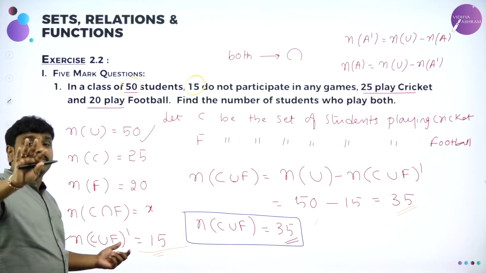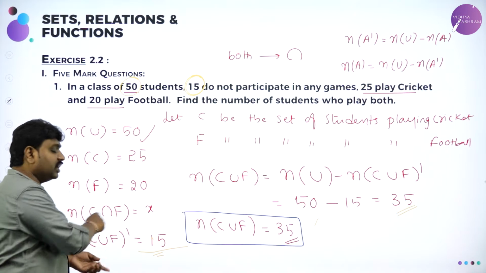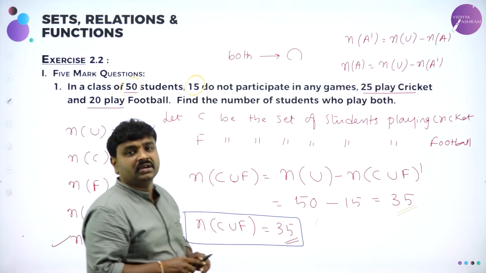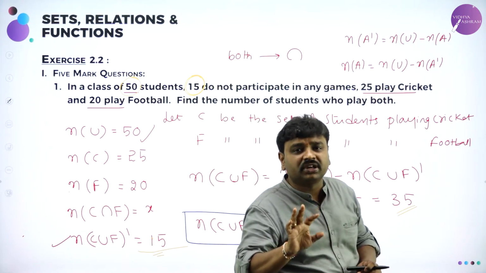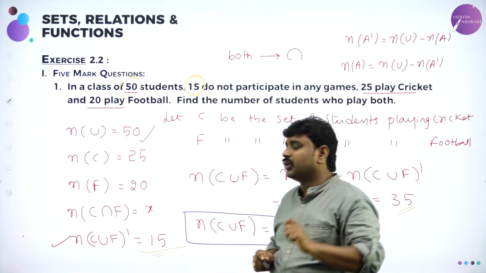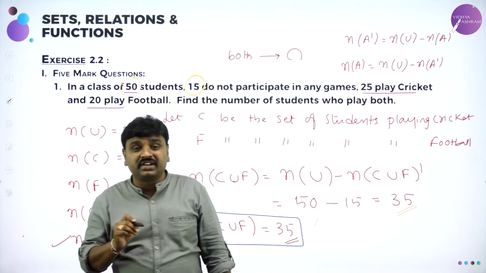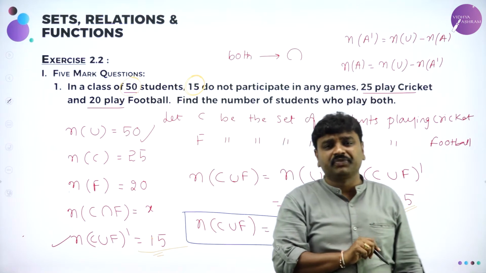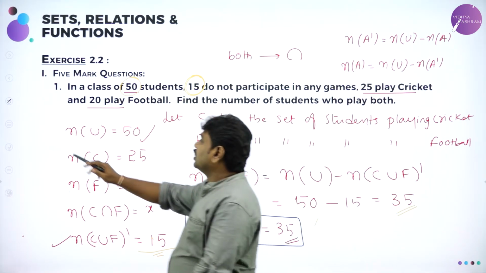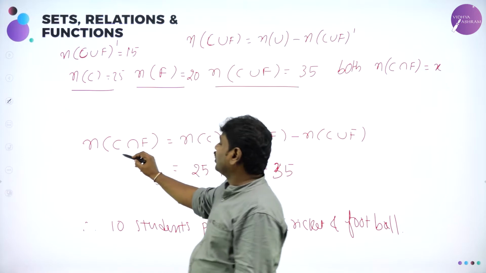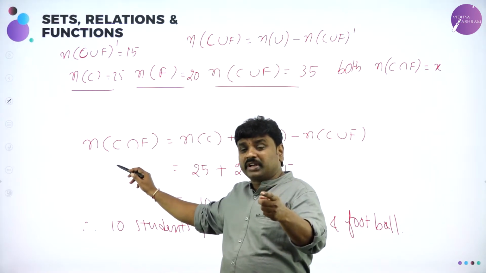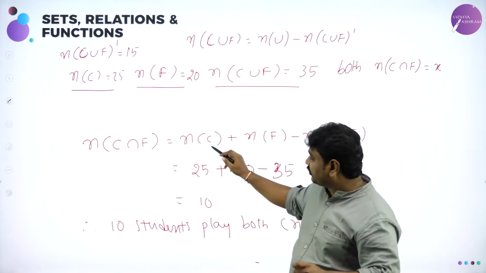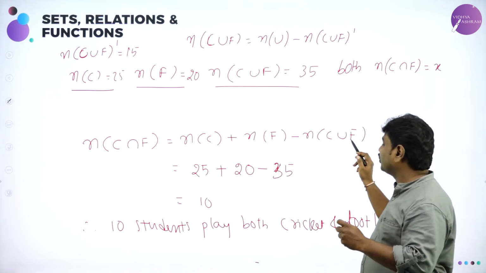They gave who do not play. Who do not play means the union complement. So I have done it by the formula method. The first method I taught you is the formula method. In this formula method, what are the two formulae? N of A intersection B is N of A plus N of B minus N of A union B. Similarly, we wanted C intersection F, the number of students playing both cricket and football. Both means intersection. N of C intersection F is N of C plus N of F minus N of C union F.